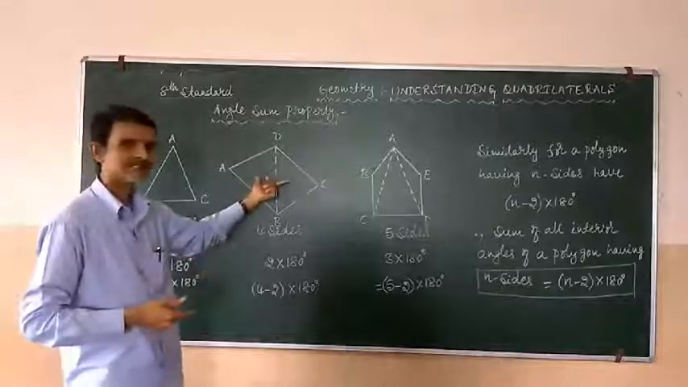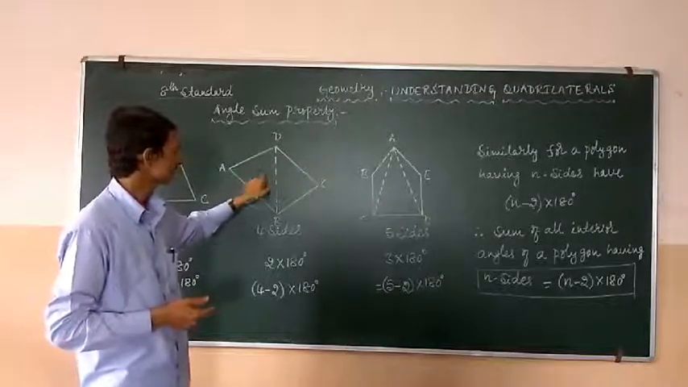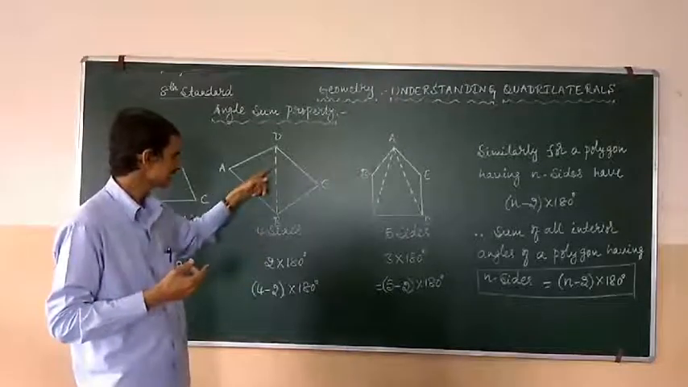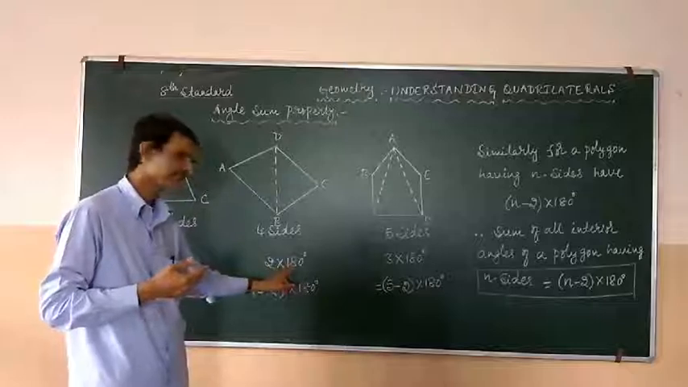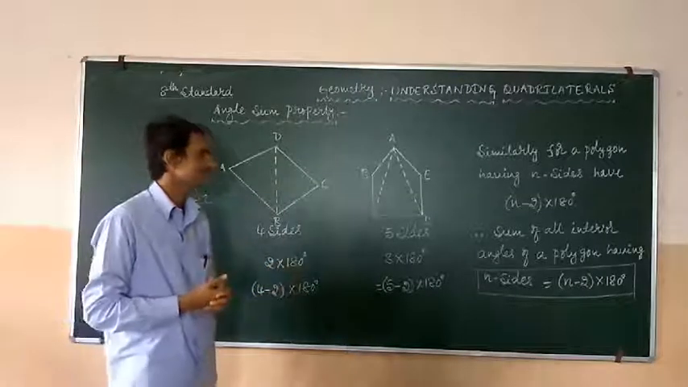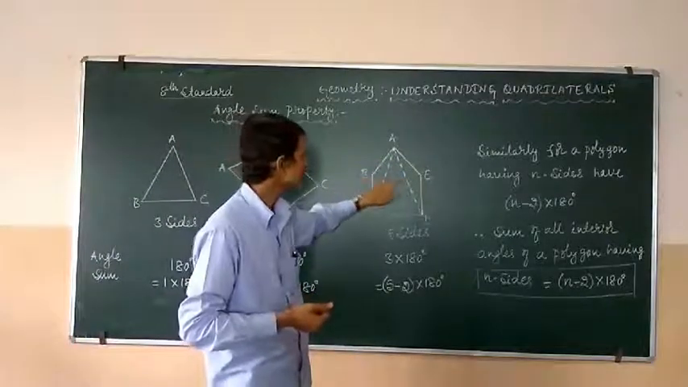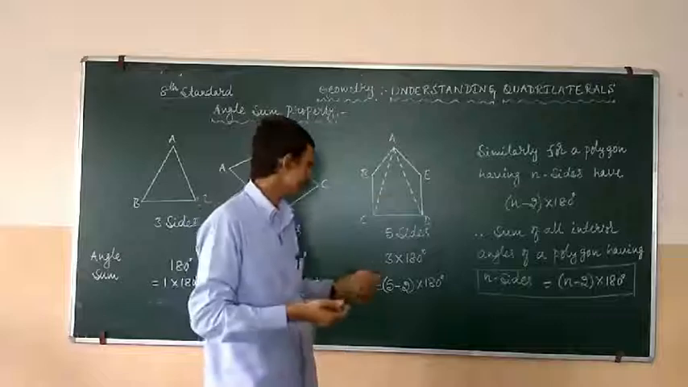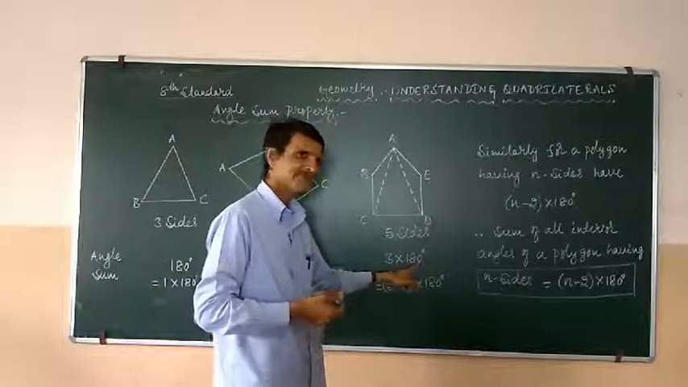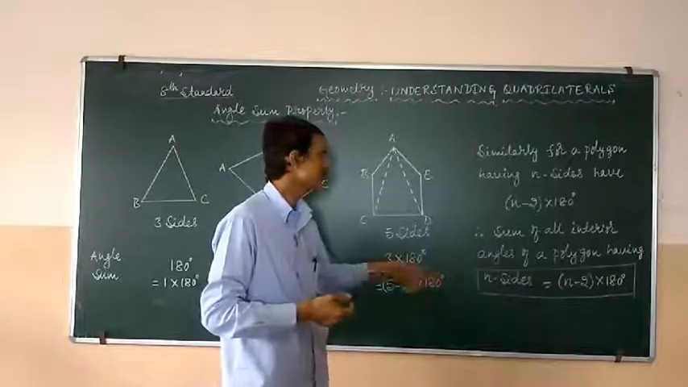In a quadrilateral, it has four sides and two triangles, so its interior angle sum is 2 into 180 degrees, which can be written as 4 minus 2 into 180 degrees. In this pentagon, there are three triangles, so its interior angle sum must be 3 into 180 degrees. So it can be written as 5 minus 2 into 180 degrees.